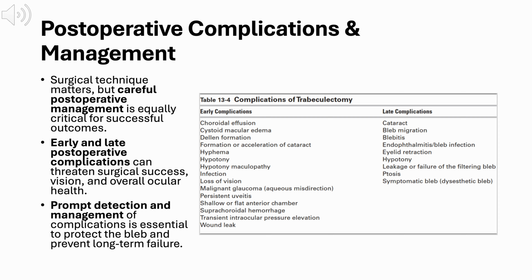Infection can appear early or late, but blebitis and endophthalmitis are particularly associated with thin, avascular blebs and remain one of the most feared long-term risks. Over time, we also see more chronic structural changes, cataract progression, bleb failure or overfiltration, ptosis, and symptomatic blebs that affect quality of life even when pressure control is good.